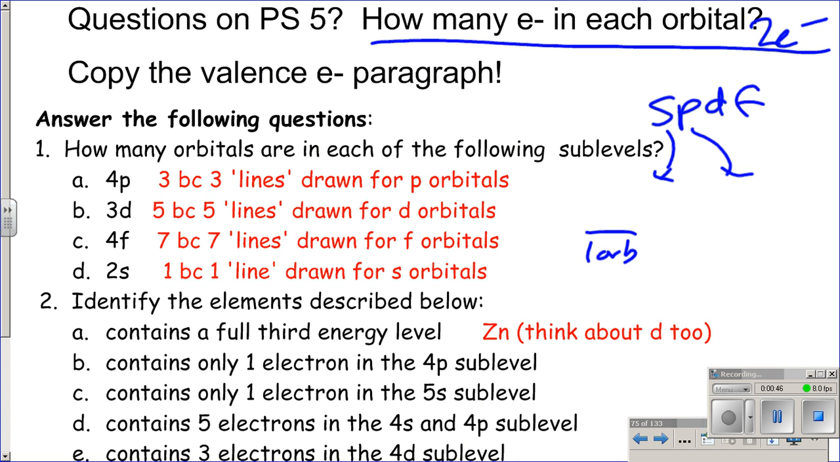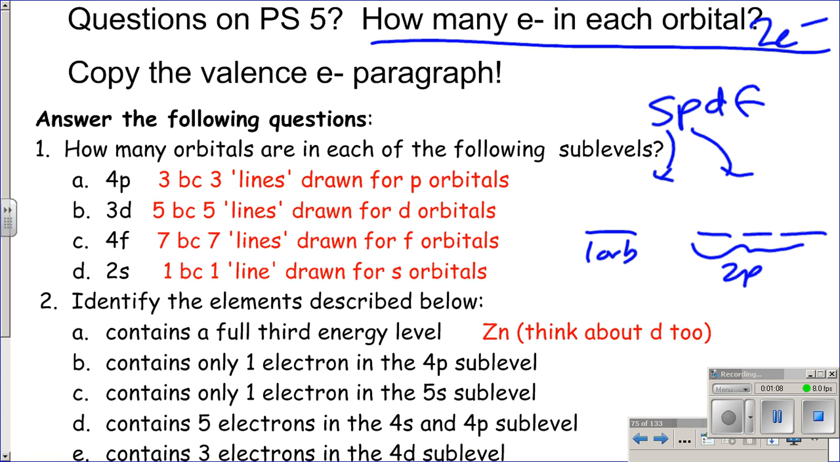For P block, how many electrons across is it? 6, because you go from boron to neon, there's 6 electrons across. So there's 6 electrons across, 2 electrons per orbital. How many orbitals do you need? 3. So that's why in the P's on the orbital diagrams, you go 1, 2, 3. And then you go, okay, this is like 2p or something like that.